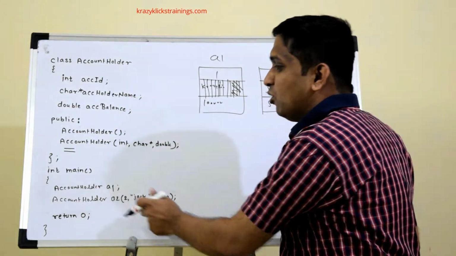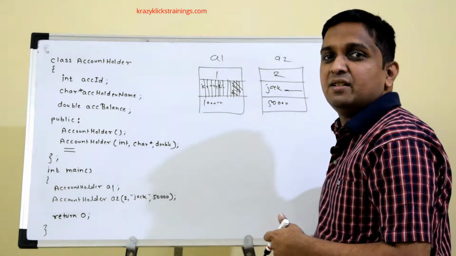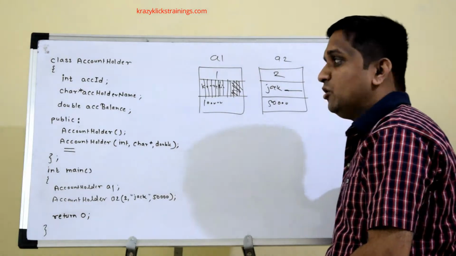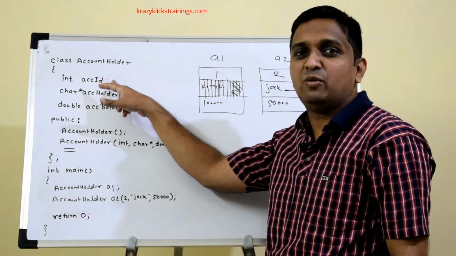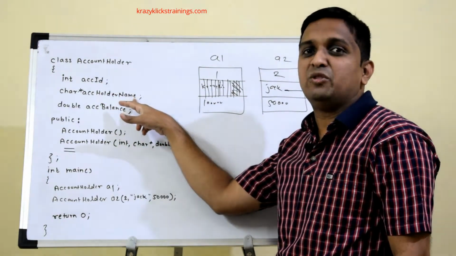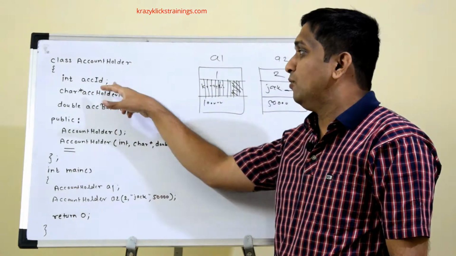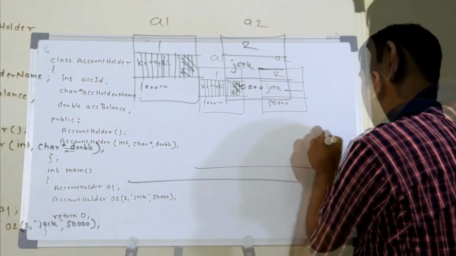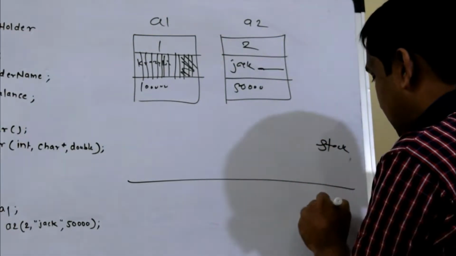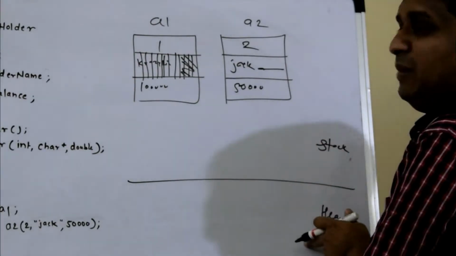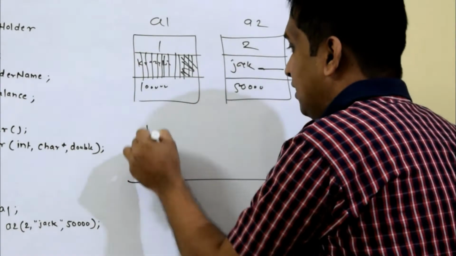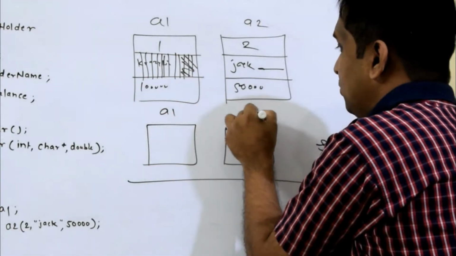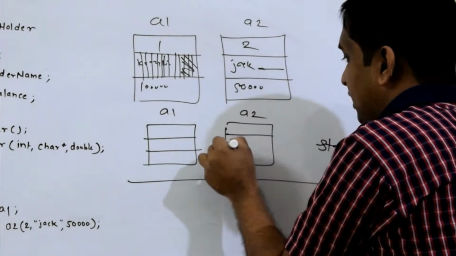For A1 and A2 objects, how much memory will get allocated now? There is a change in the size of the AccountHolder class. The new size of the AccountHolder class will be 4 bytes for ID. Now the name is only 4 bytes because any pointer is 4 bytes. So 4 plus 4 plus 8, it is 16 bytes. Suppose this is the stack area and this is the heap area. Then the stack will have 16 bytes for each of the objects A1 and A2. Each object will have 3 members.